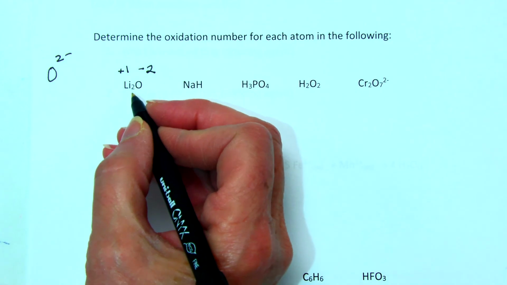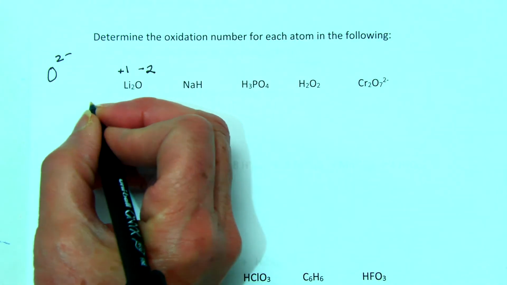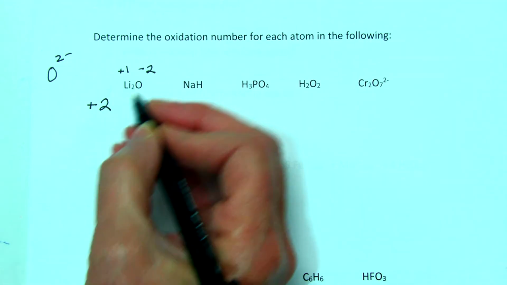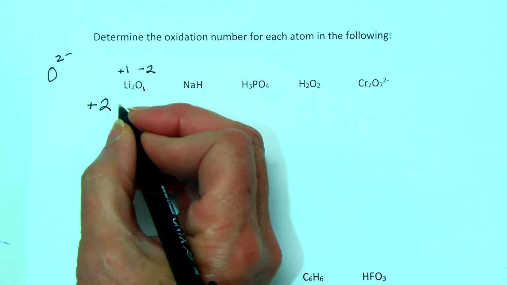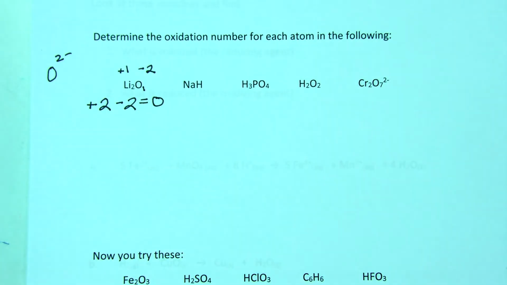So now here's the addition part. I have 2 lithiums with a +1 oxidation number each, so 2 times +1 is +2. I have 1 oxygen times a -2. +2 minus 2 is equal to 0, so everything's good there.